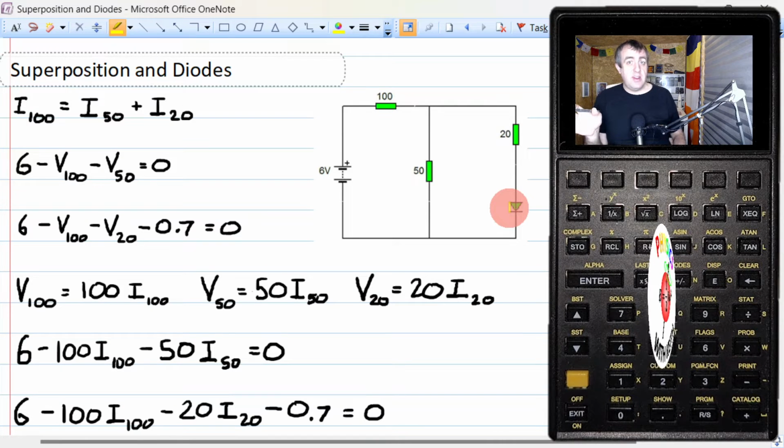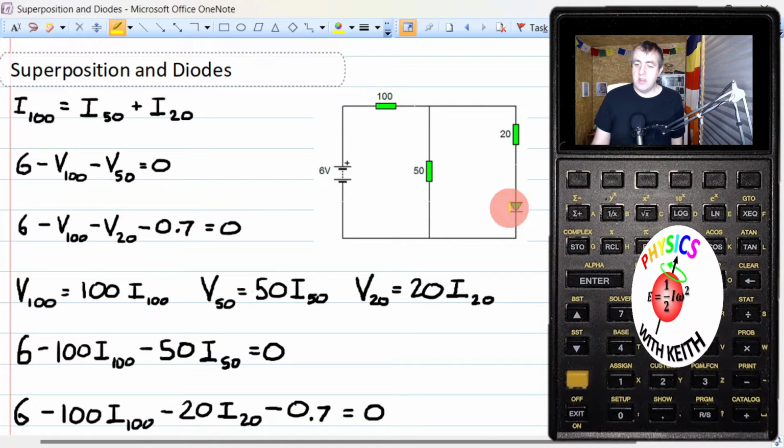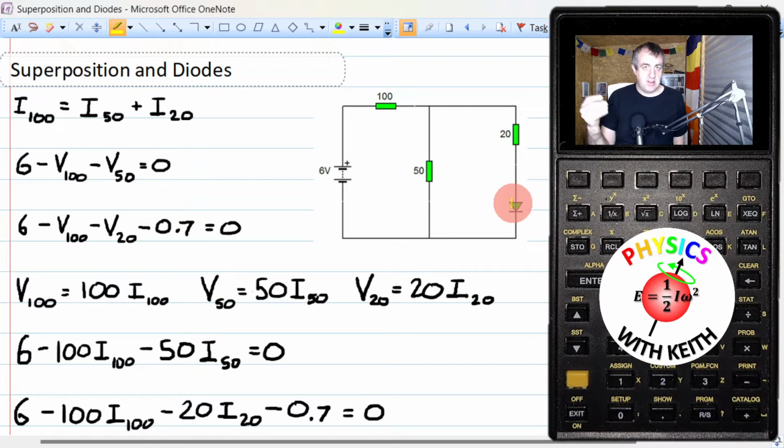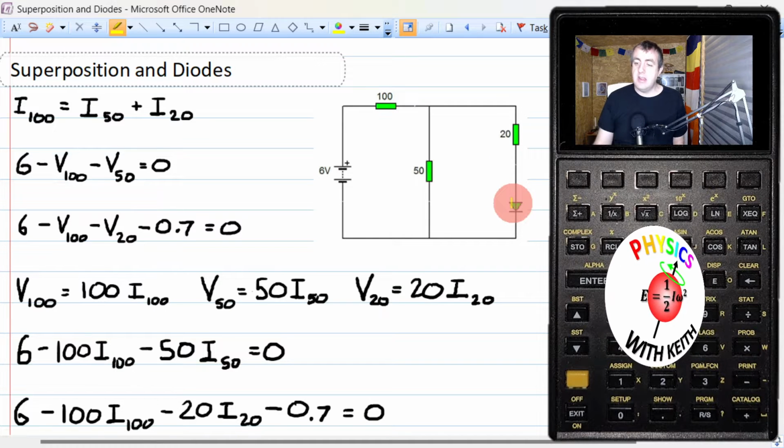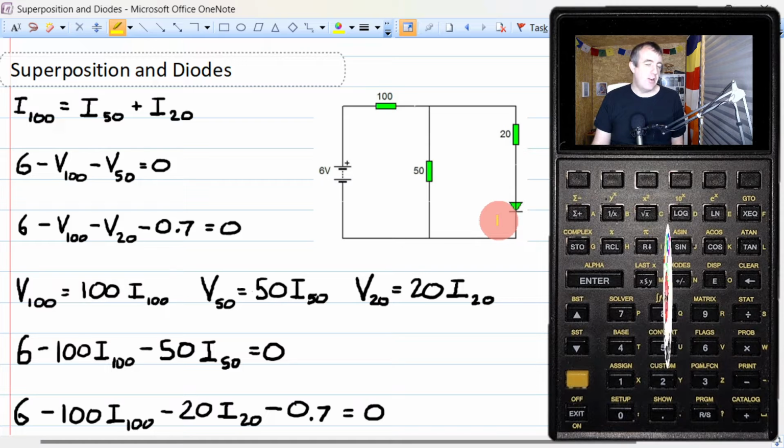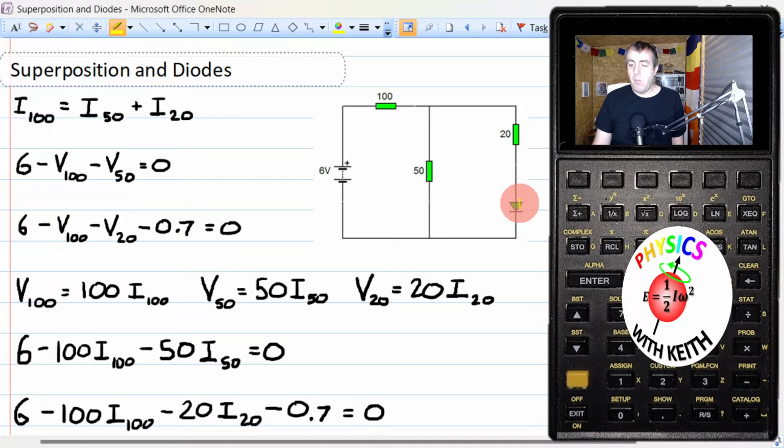It's not bad. For a silicon diode, that's pretty much what you get when you do the characteristics of the diode and you get that knee in the graph. It's around about 0.7 volts, which is reasonable.